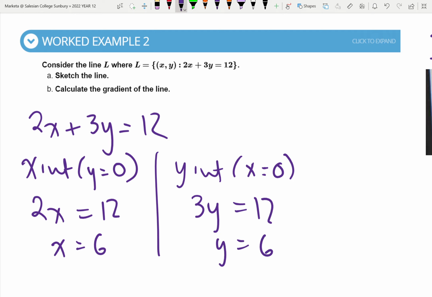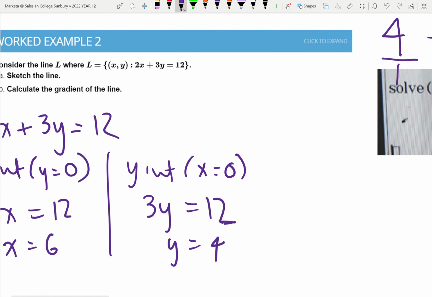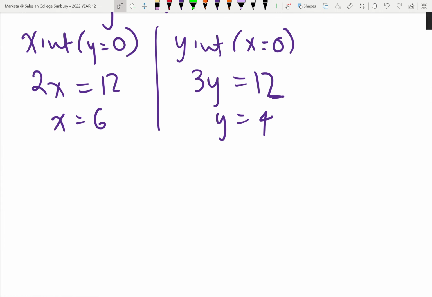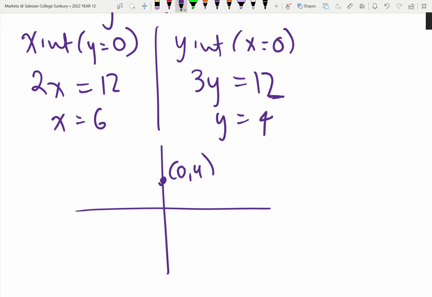So y equals, what am I doing? No, definitely not that. 12 divided by 3 is certainly not 6. 12 divided by 3 is 4. So to sketch that, obviously, we can just put the y value (0, 4) and the x value (6, 0). Be careful with your coordinates. Don't put the zeros in the wrong spots. Obviously, it's 0 for y when it's an x-intercept and 0 for x when it's a y-intercept, but it's just a common silly mistake.